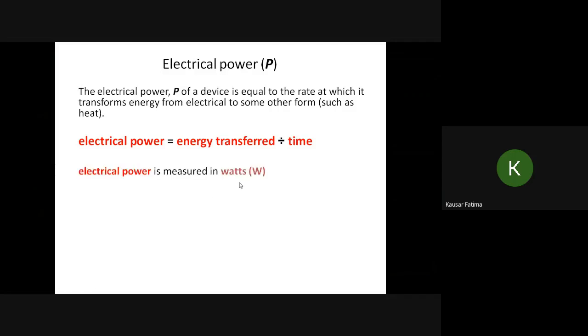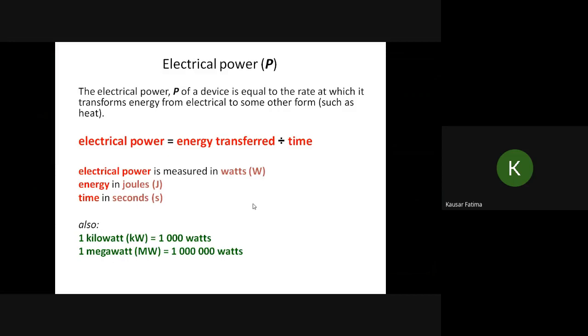Electric power is also measured in watt, because all forms of energy are measured in joule. Joule per second is watt. Okay, energy is joule, time in second. So 1 kilowatt is a bigger unit, that is 1000 watt, and 1 megawatt is even bigger unit.